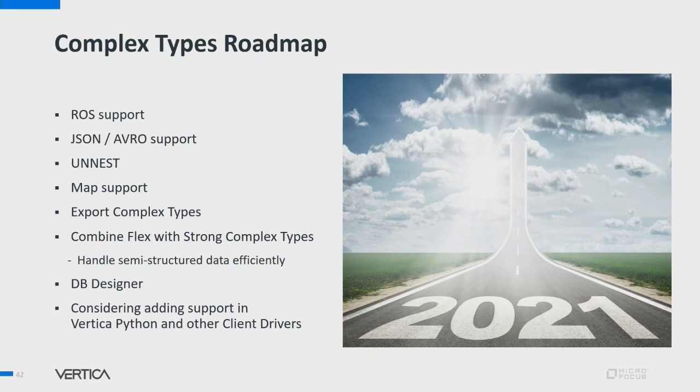After that, we'll build out some map support, so you can have strongly typed map data. Then we'll take a look into exporting complex types, whether to Parquet files, to ORC files, or to a delimited file format. We will someday combine Flex with strong complex types so that you can handle semi-structured data very efficiently. And we'll take a look at augmenting our database designer to give recommendations about whether or not you should use complex types. We're also going to take a look at our other client drivers and evaluate whether we should add native complex type support in them as well.